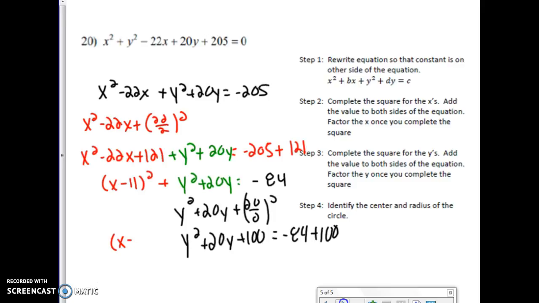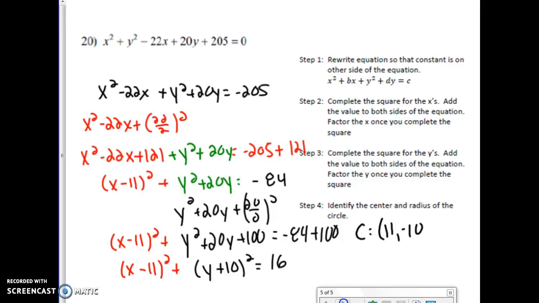All with (x minus 11) squared. So that becomes (x minus 11) squared plus (y plus 10) squared equals 16. So my center is going to be (11, negative 10), with my radius being 4.